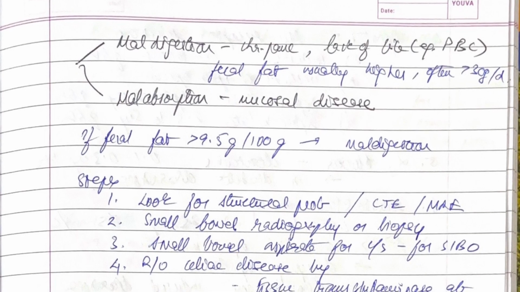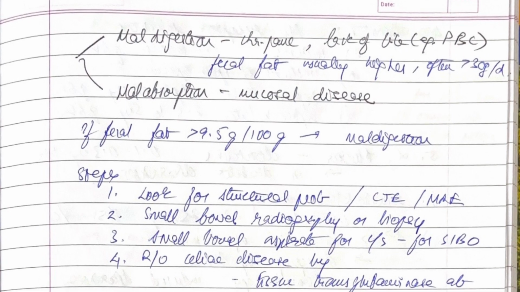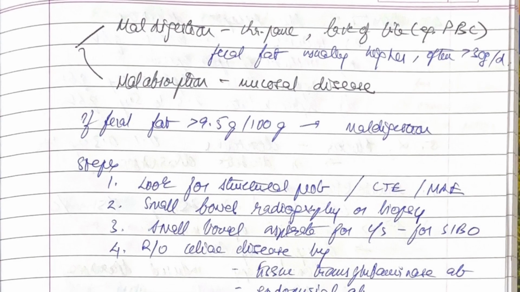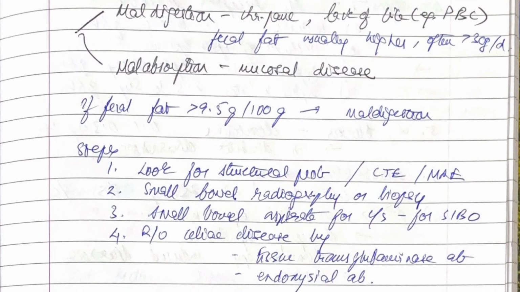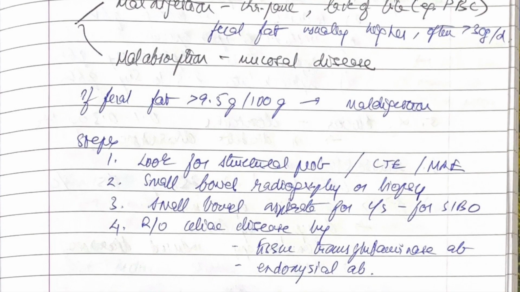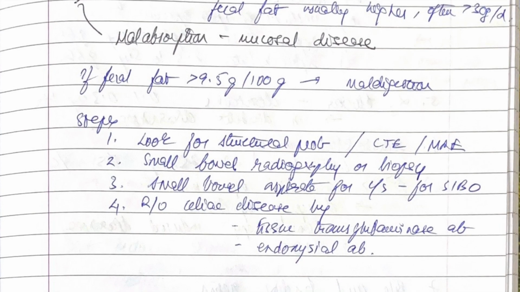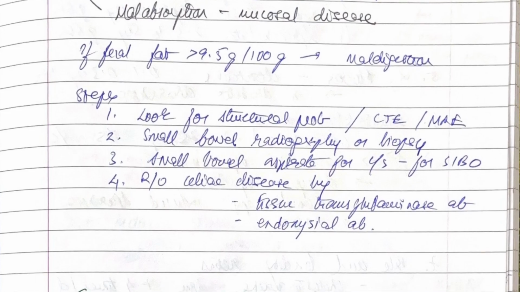Maldigestion is because of disease like chronic pancreatitis, or a lack of bile as in primary biliary cirrhosis. Fecal fat is usually higher in maldigestion rather than in malabsorption. It's usually more than 30 grams per day. Malabsorption is because of mucosal disease. If the fecal fat is more than 9.5 grams per 100 grams, it suggests maldigestion.